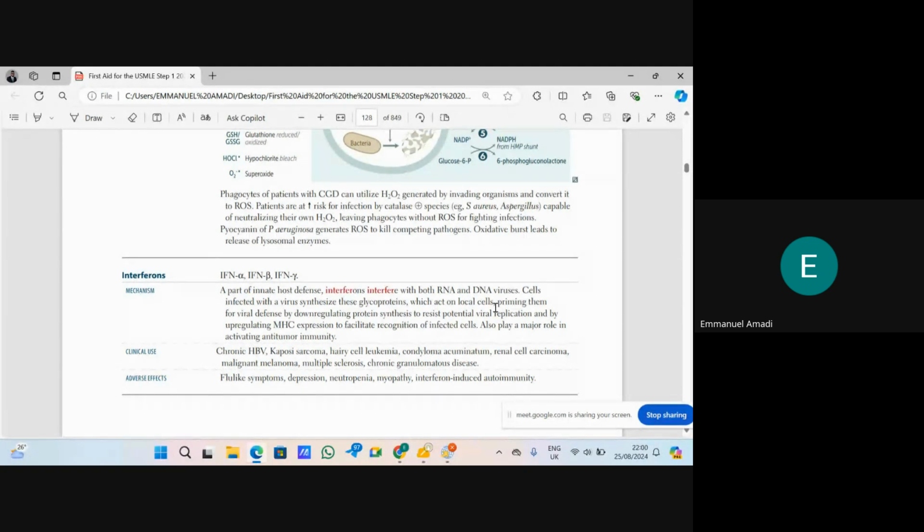Now, another thing you need to know too is your viruses exist as either DNAs or they exist as RNAs. So if your interferons are capable of interfering with RNAs or DNAs, it also makes sense that they will definitely be able to shut down the replication of viruses. That's why I use them to treat the likes of hepatitis B virus, basically.